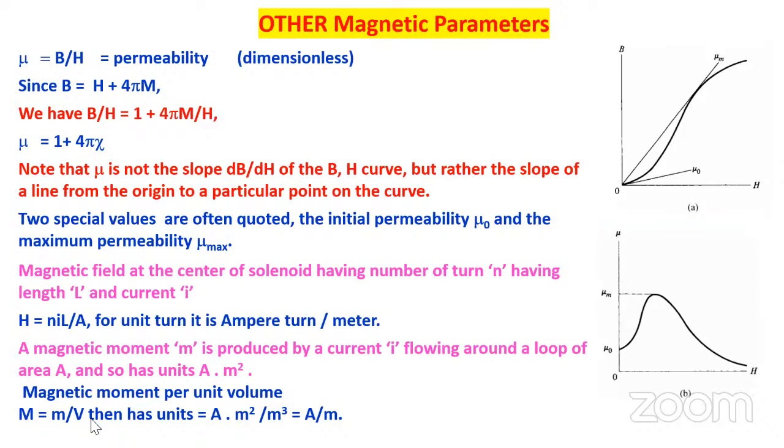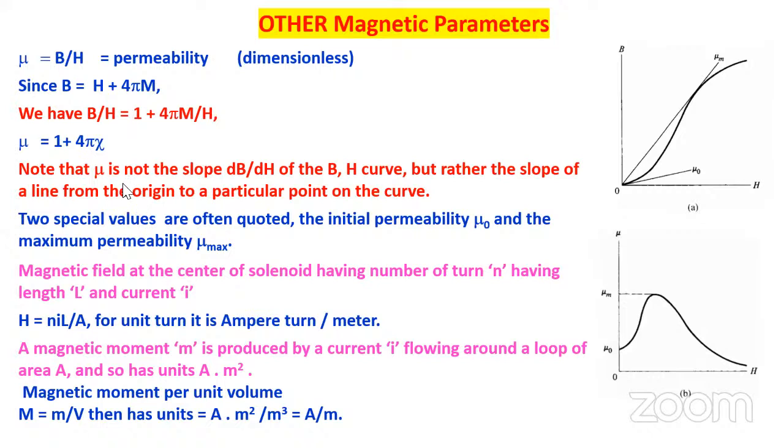So, like before, we have seen the relation: the magnetic flux density B is equal to H plus 4 pi M. Now, if you divide each term by H, then this equation becomes B by H is equal to 1 plus 4 pi M by H. So M by H is the susceptibility and B by H is the permeability. So permeability is directly proportional to chi. The higher the value of chi, the higher the permeability. Or on the other hand, if permeability is higher, susceptibility is also higher.